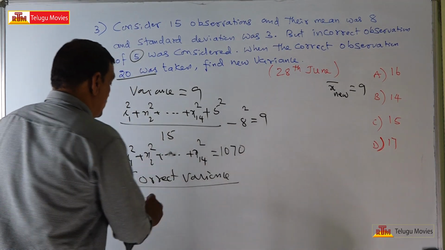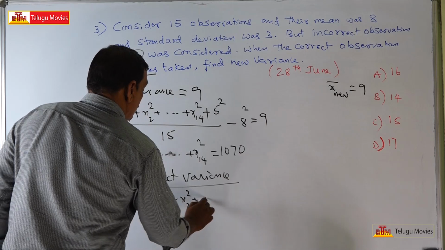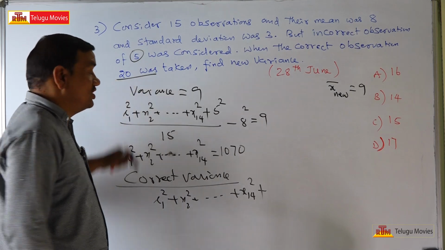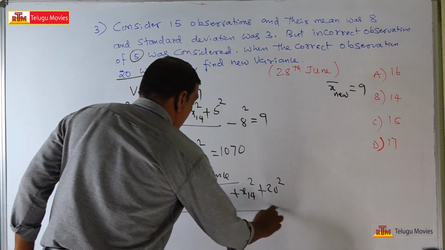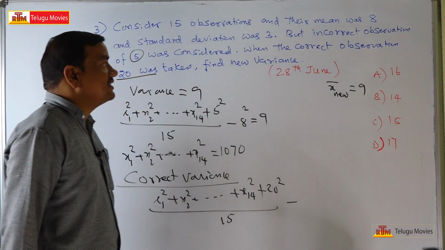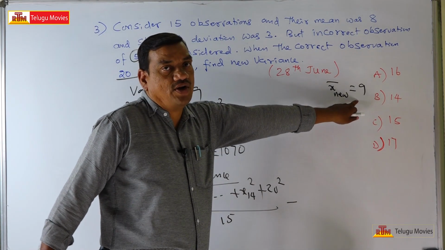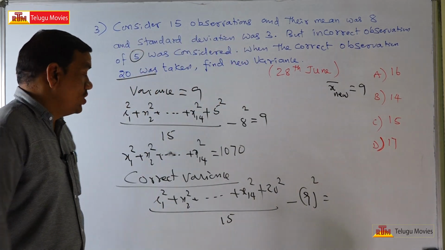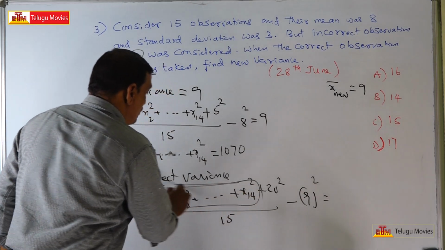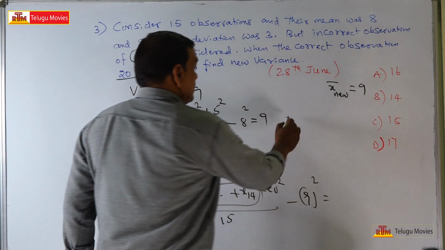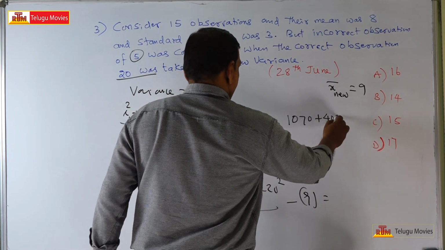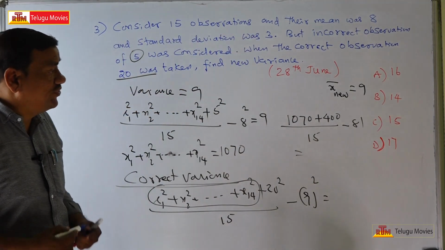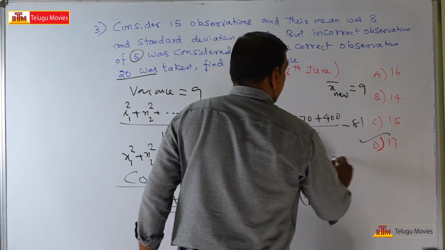What is the correct variance? It is equal to x1 square plus x2 square plus so on up to x14 square plus the correct observation 20 square, divided by 15, minus the correct mean squared. The correct mean we have just found out. The correct mean is equal to how much? 9, so 9 square. Understand? Up to here, this value we just got, 1070. So 1070 plus 400 by 15, minus 81. If you calculate, this value is 17.